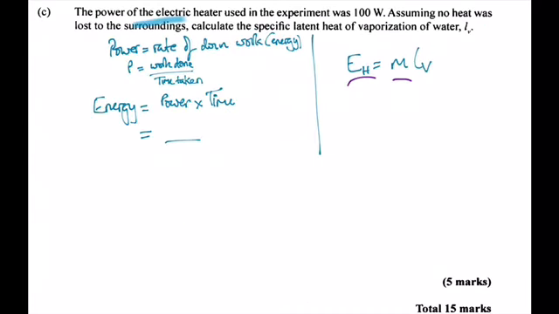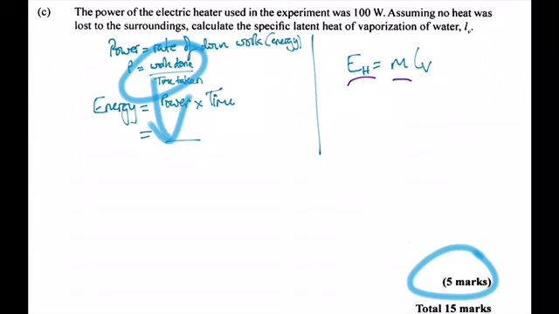All right, so the power of the electric heater was this. A lot of physics is just pushing things into equations, and sometimes if it's plenty of marks, you have to put it in one equation, get something, and then put it in the next equation, and that's exactly what you have to do here.